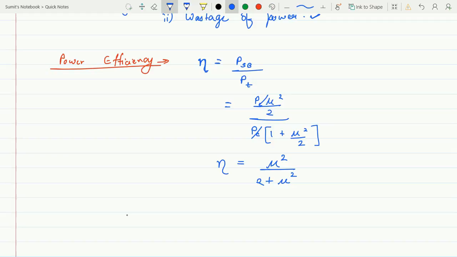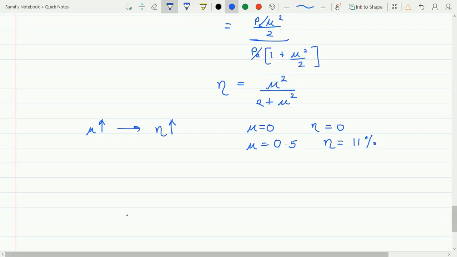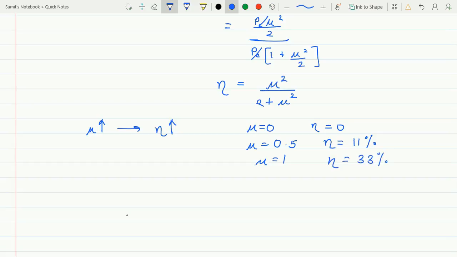In this case you will see, if you increase mu, your efficiency will keep on increasing. If mu is equal to 0, we get sideband power as 0, so efficiency would be 0. If you keep mu equal to 0.5, you can calculate it, you will get efficiency of around 11%, and then for mu equal to 1, we already saw, we got the efficiency of 33%.